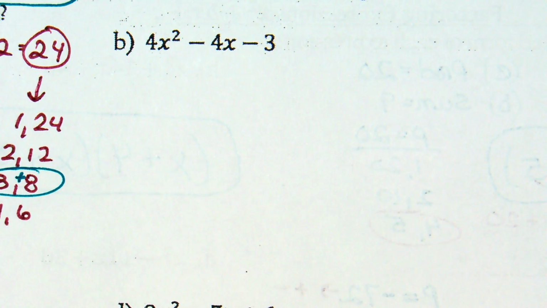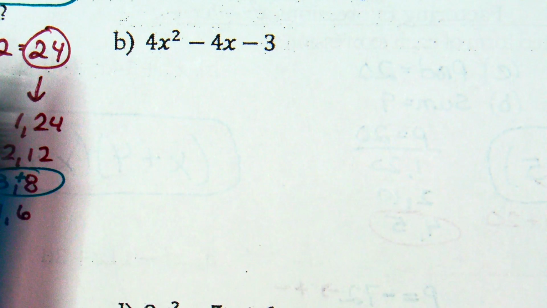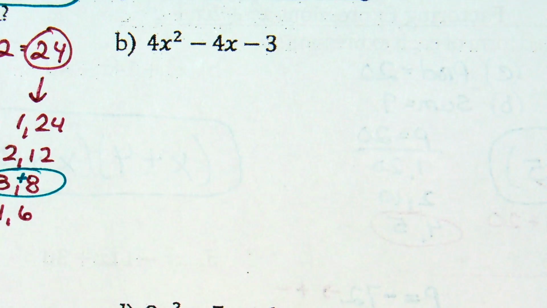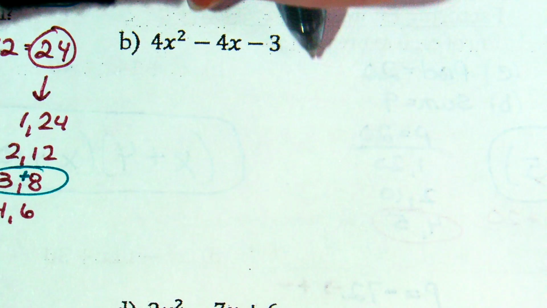Notice, what do I have in front of x squared? I have a number, yes? So that means I have to use product of AC. That means I have to use my big long method here. Okay. So product of AC. What you got for me?